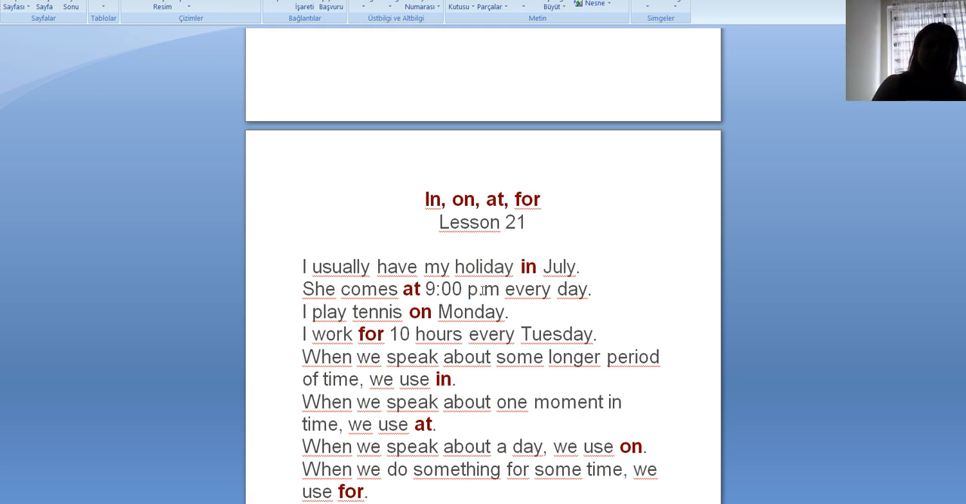PM ve AM aklınızda kalması için şöyle bir püf noktası vereyim arkadaşlar. Alfabetik sıraya göre önce ne geliyor? Tabii ki A harfi geliyor, sonra P harfi gelecektir. AM, A harfi önce, yani öğleden önce, sabah için düşünelim. Sabahları A harfini, öğleden sonra P harfini kullanıyoruz. Every day, okay, she comes at 9 p.m.